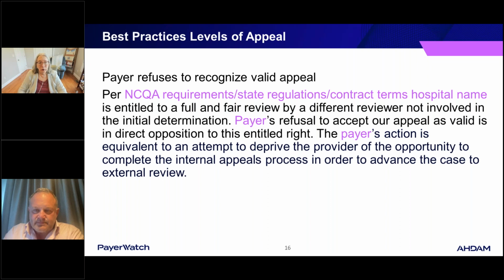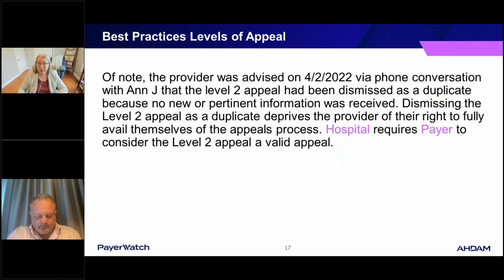Okay, so then you could go on to say the payer's refusal to accept our appeal as valid is in direct opposition to this entitled right, and the payer's action is equivalent to an attempt to deprive the provider of the opportunity to complete the internal appeals process in order to advance the case to external review. Because in my opinion, that's what they're doing. They're saying, oh, that's not a valid appeal. Well, how do I get to external review if I don't exhaust the internal appeal process first? And if the payer's not allowing me to exhaust the internal appeal process, then they're essentially blocking us from getting to external review. So I don't think they have the right to do that.